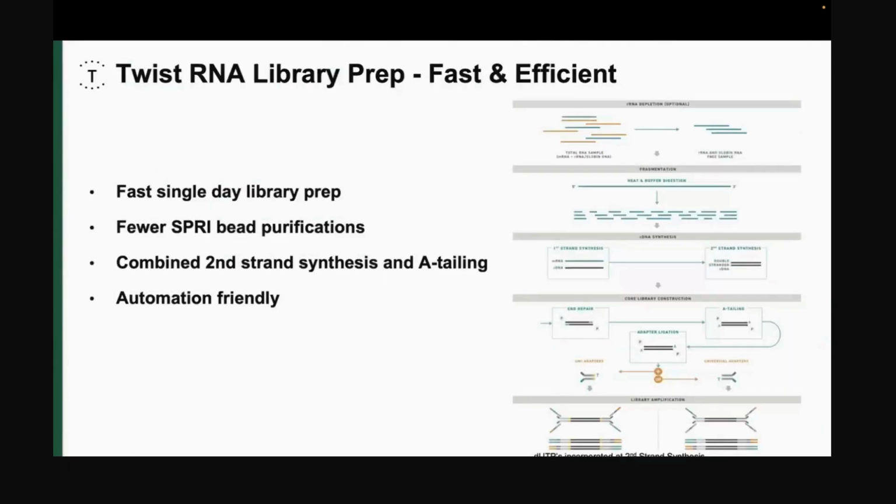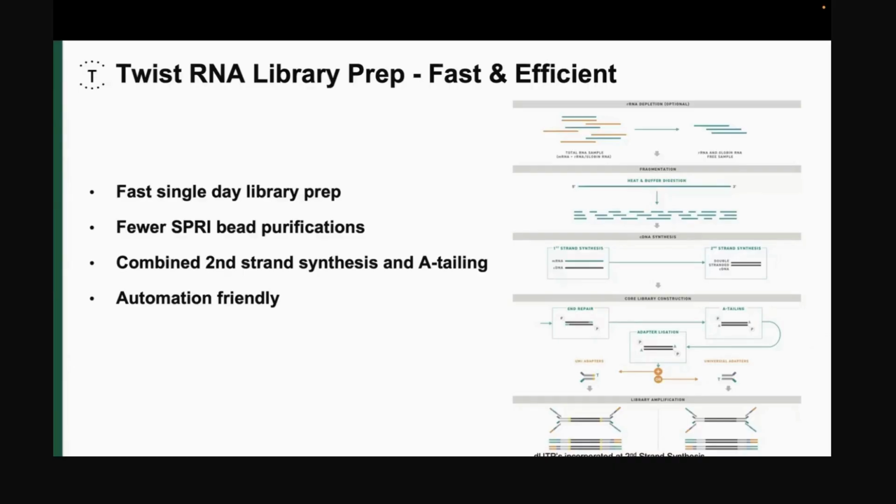The Twist RNA library prep kit is quite fast and efficient. It starts with rRNA depletion, which is very crucial if you want to deplete eukaryotic rRNA and globin RNA. After the rRNA depletion, it leads to heat-based fragmentation. Once the RNA fragmentation is done, it involves first strand synthesis, which requires reverse transcriptase, an RNA-dependent DNA polymerase, which makes single-stranded cDNA from RNA. Then, utilizing DNA polymerase, we create double-stranded cDNA.